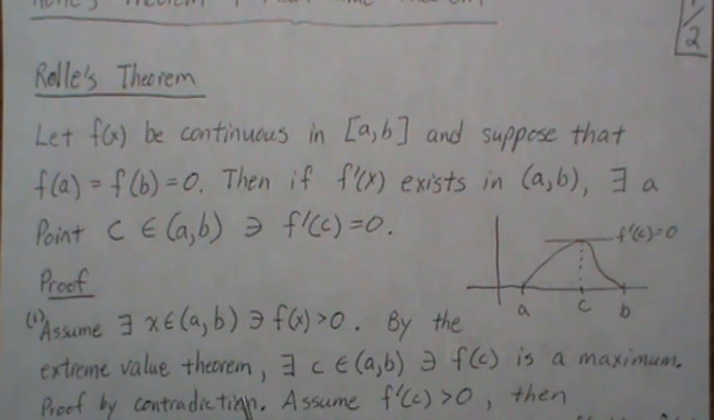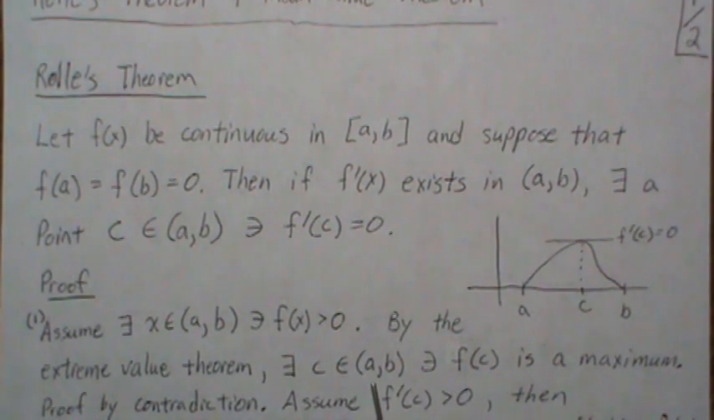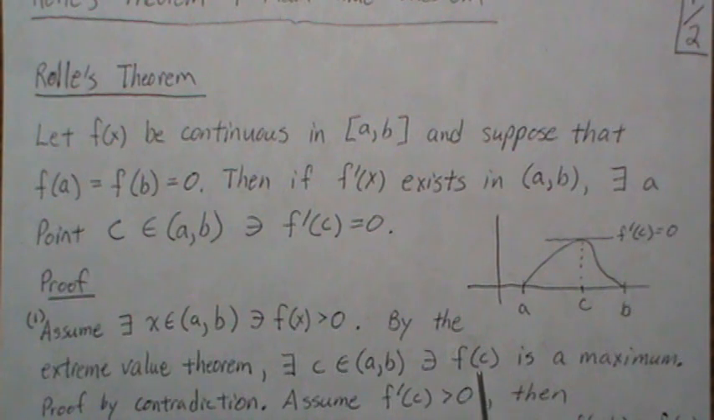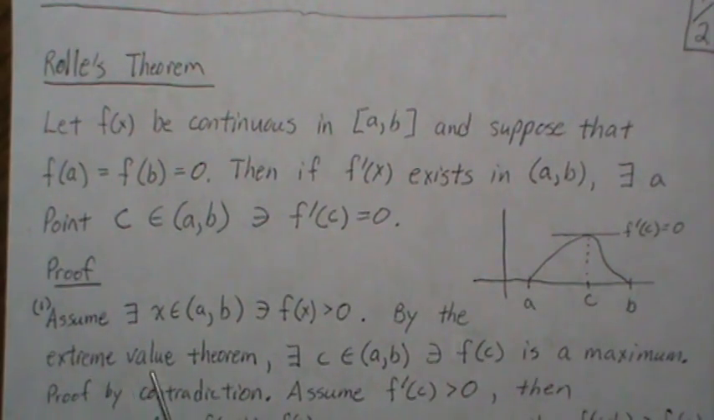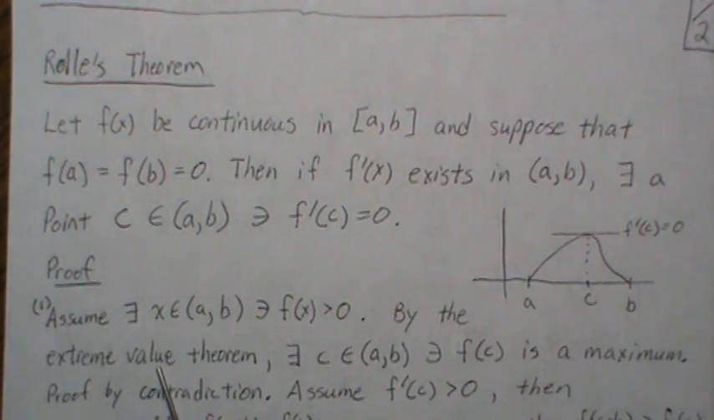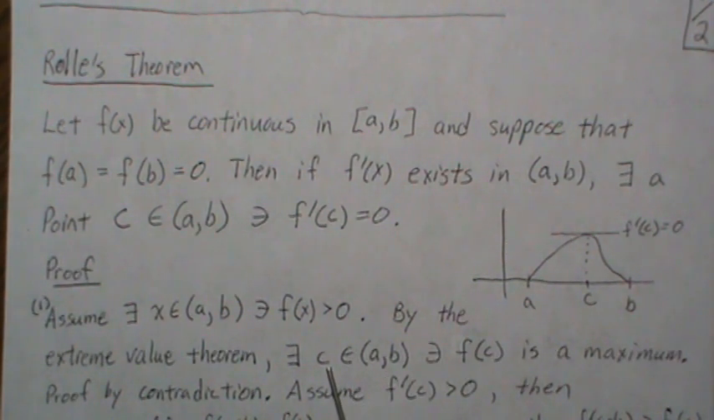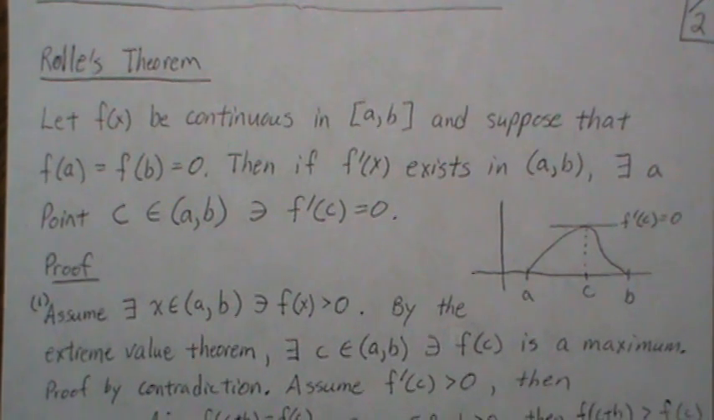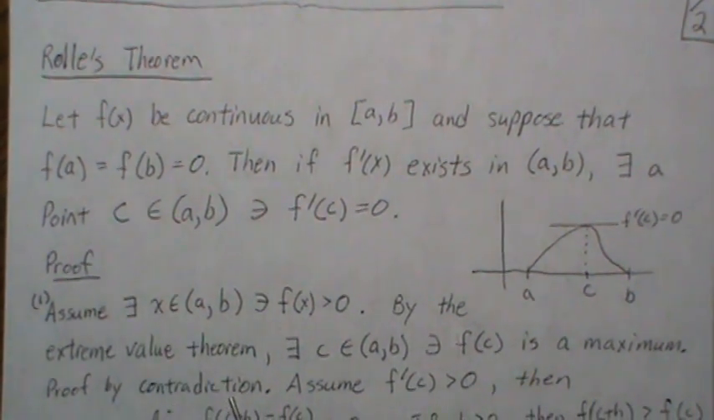By the extreme value theorem, there exists a C in the interval (a, b) such that f of C is a maximum. Now this is one of those things where at some point you have to assume things are true. So the extreme value theorem essentially says if you have a continuous function in the closed interval a to b, it assumes some maximum and some minimum. You know, it's a finite value. And so we're going to let C be the point in the interval such that f of x attains its maximum. Now we're going to prove Rolle's theorem by contradiction.